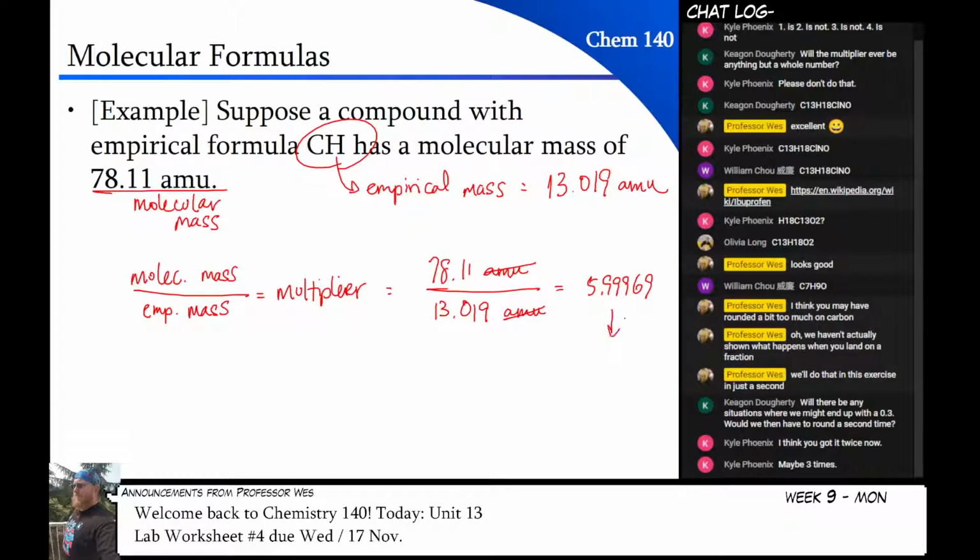Well, I can't multiply a formula by that. I'm going to round that to the nearest whole number, which is 6. So that means that my CH multiplies by times 6 to become this. This is benzene. Benzene is super common and pretty carcinogenic.